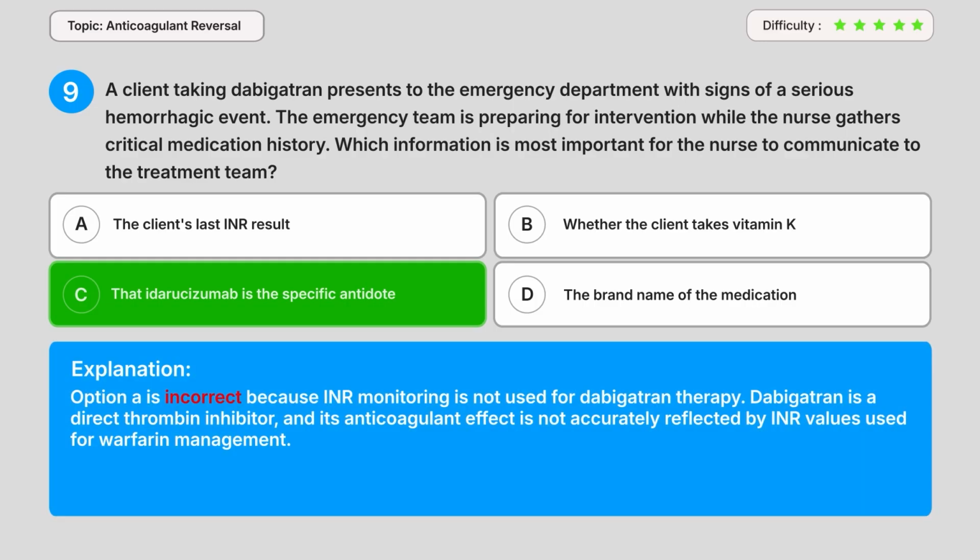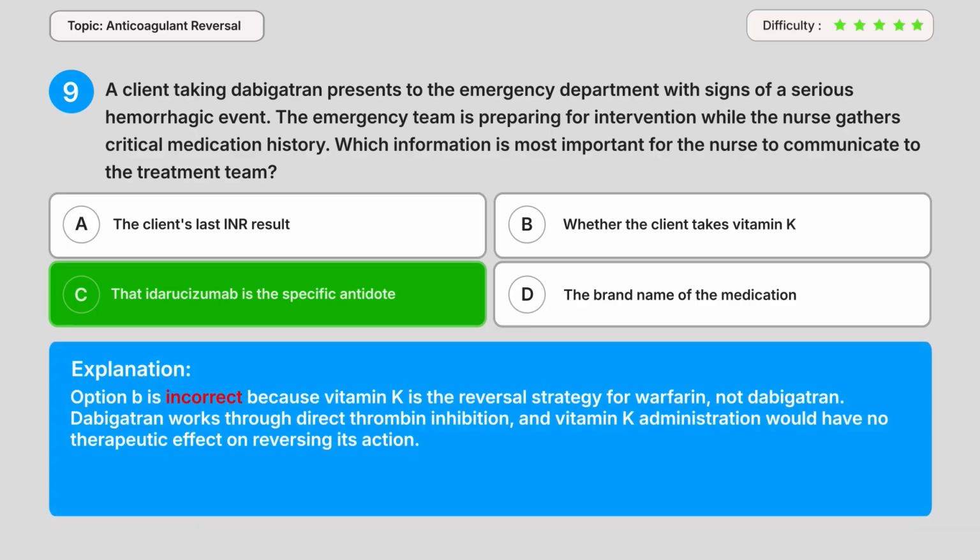Option A is incorrect because INR monitoring is not used for dabigatran therapy. Dabigatran is a direct thrombin inhibitor, and its anticoagulant effect is not accurately reflected by INR values used for warfarin management. Option B is incorrect because vitamin K is the reversal strategy for warfarin, not dabigatran. Dabigatran works through direct thrombin inhibition, and vitamin K administration would have no therapeutic effect on reversing its action.